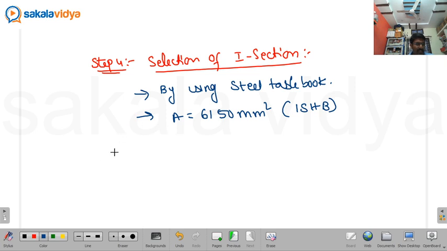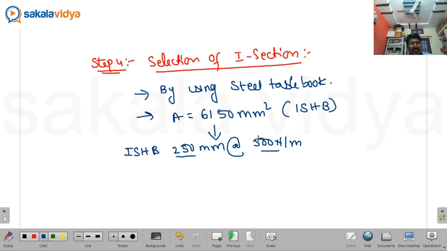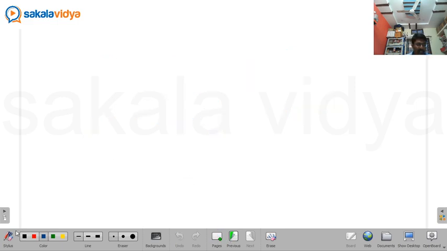So by using the steel table book, I'm going to assume ISHB 250 mm at the rate 500 Newton per meter. For this section, ISHB 250 mm at the rate 500 N per meter, the area will be 6150. So based upon this area, I have selected this suitable I section, that is ISHB, from our steel table book. So step number 5.